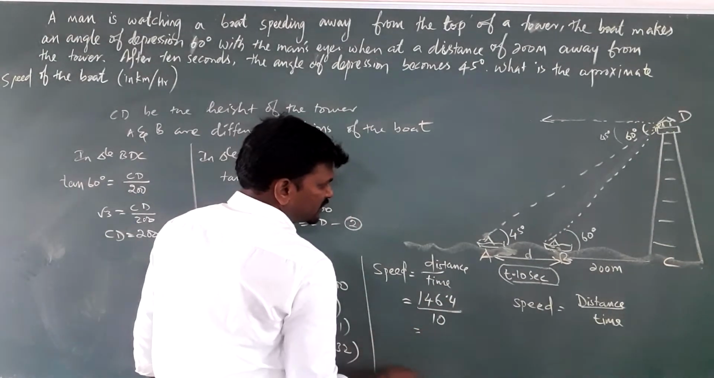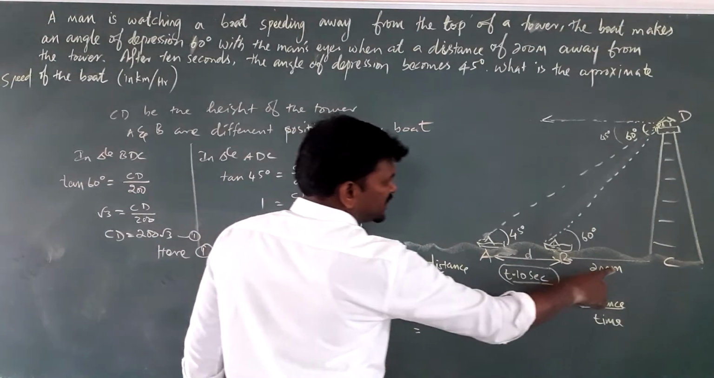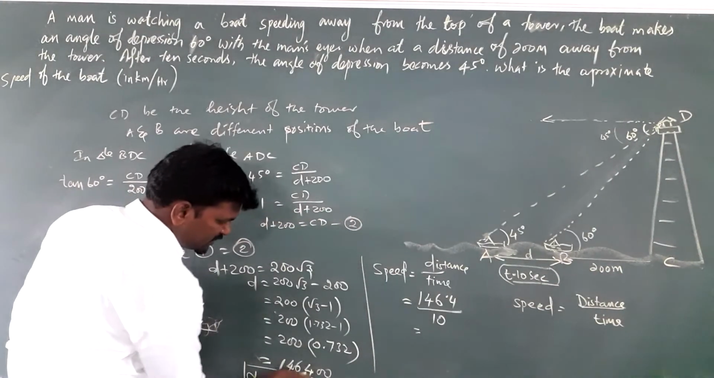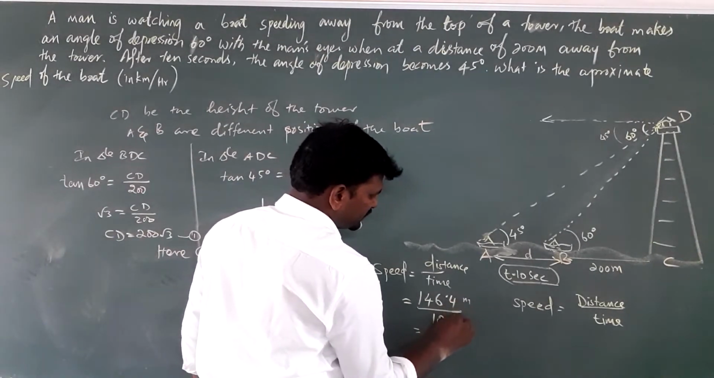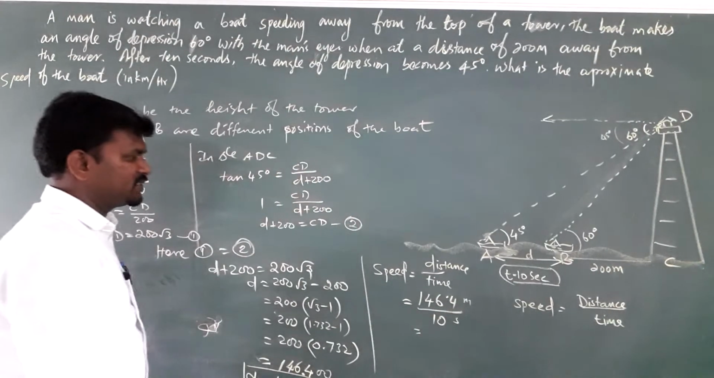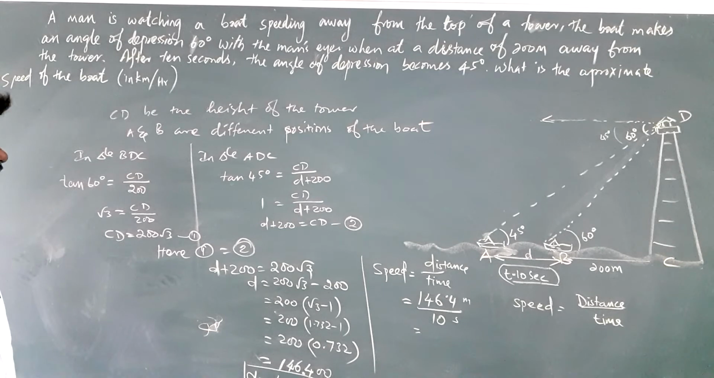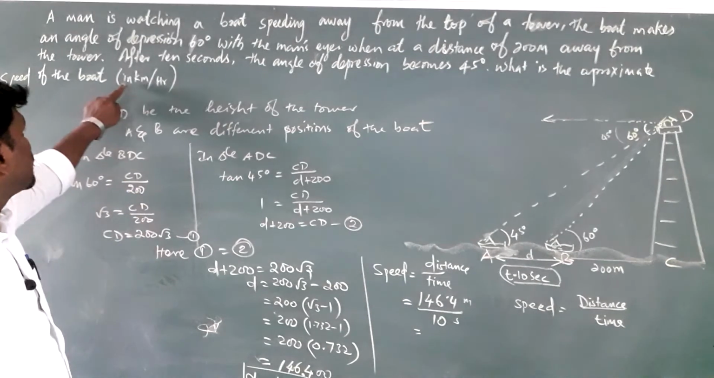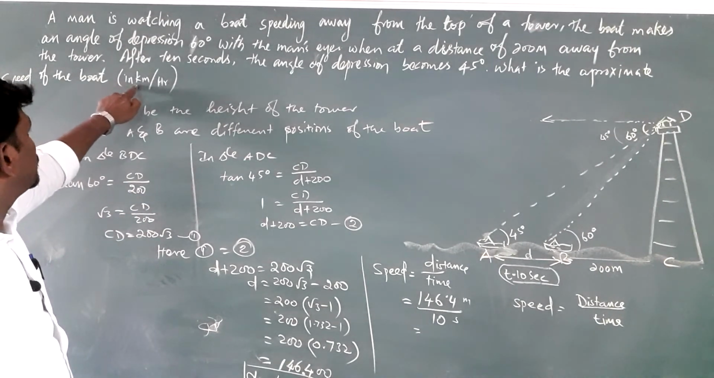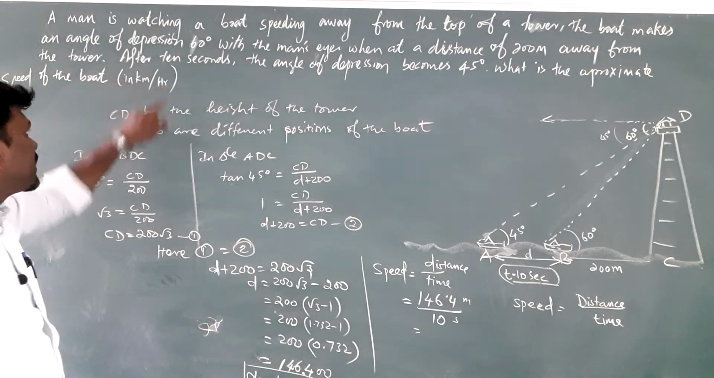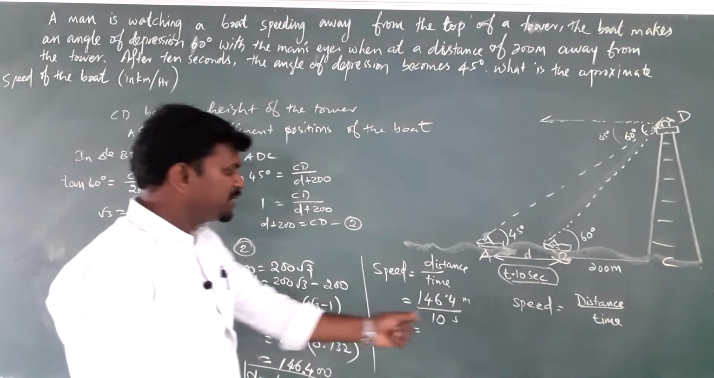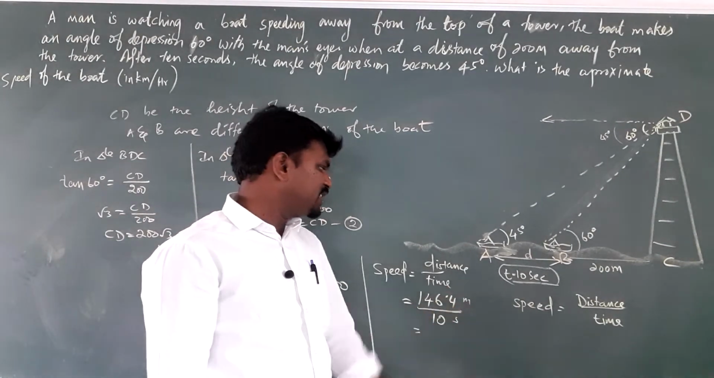So this is given in meter. The time is in second. But in the question they have asked us to find the speed of the boat in kilometer per hour. Here it is meter per second. So we have to change.